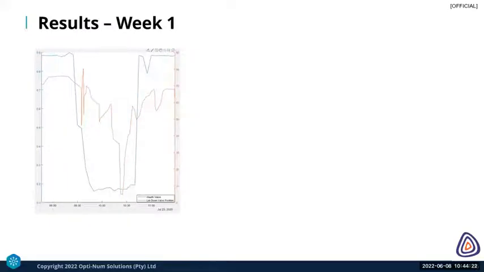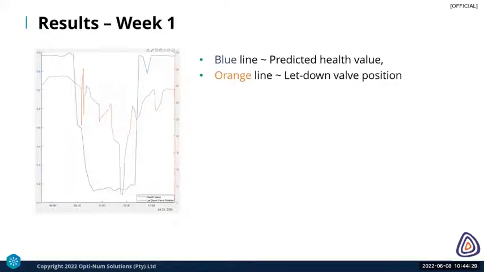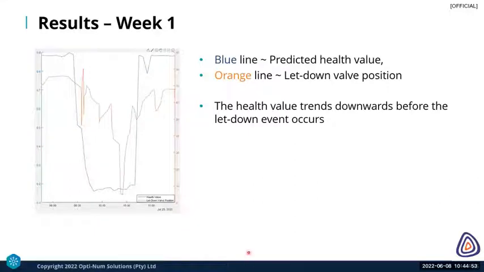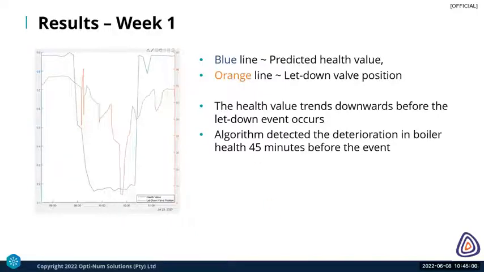Okay, in the interest of time, I'm going to fly through some of the results. We ran the trial for, I think it was 3 weeks, and the results were quite insightful. Over here in blue, we've plotted the predicted health value. That's sitting quite high, and then it dips down. The orange line is the letdown valve position, and effectively, that's one of the events we were trying to pick up. If the operator closes the letdown valve, that means he expects a trip to start happening. This result was pretty cool because the health value starts trending downwards, we can see, before the letdown event occurs. In this particular instance, our algorithm detected that deterioration in boiler health about 45 minutes before the operator started closing the letdown valve. So it was pretty substantial.